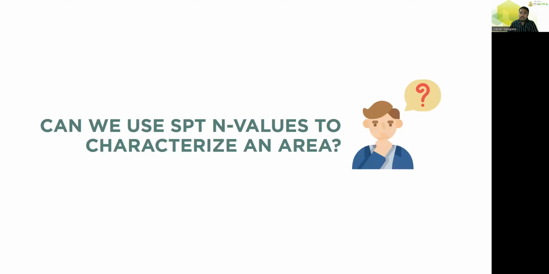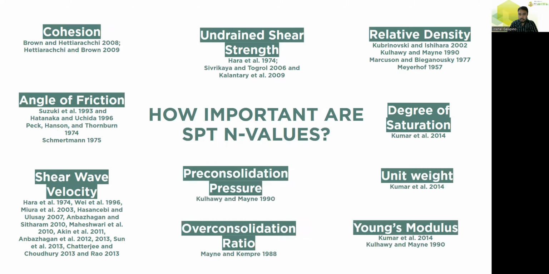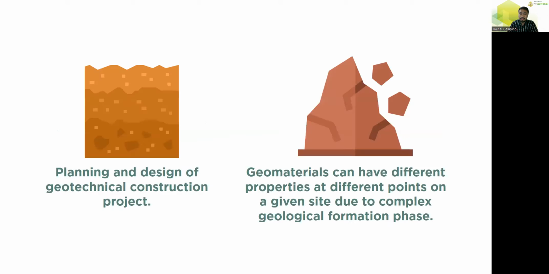Can we use SPT N-values to characterize an area? Of course, we can use SPT N-values. We can characterize an area based on these parameters. For example, we can characterize if the area has cohesive soils, okay? If the unit weight is large in this area, and we can also determine how strong the soil properties of an area if we have the angle of internal friction. But first, we need to determine the N-value first.